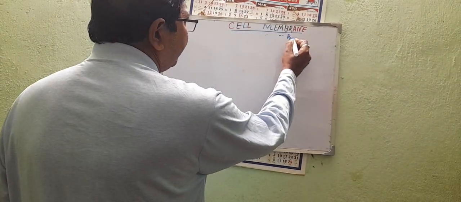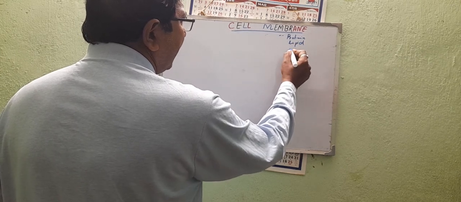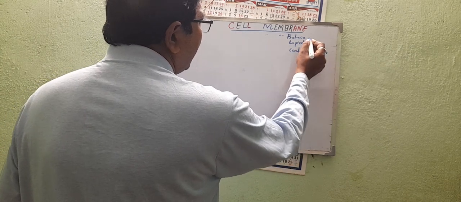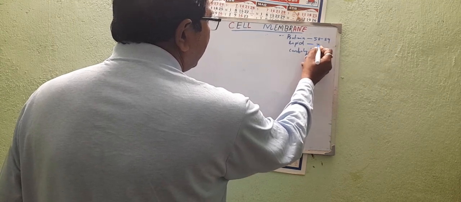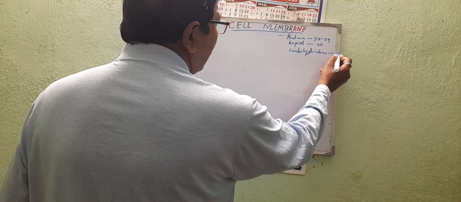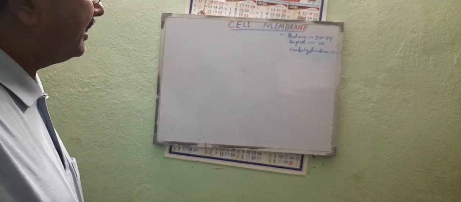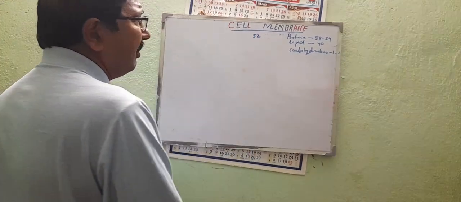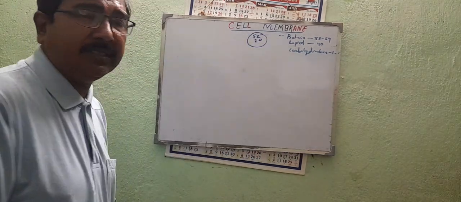Protein, lipid and carbohydrate. Protein is present at 58 to 59%, lipid at 40%, and carbohydrate at 1 to 2%. It varies from cell to cell. In the case of RBC, the cell membrane contains 52% protein and 20% lipid.